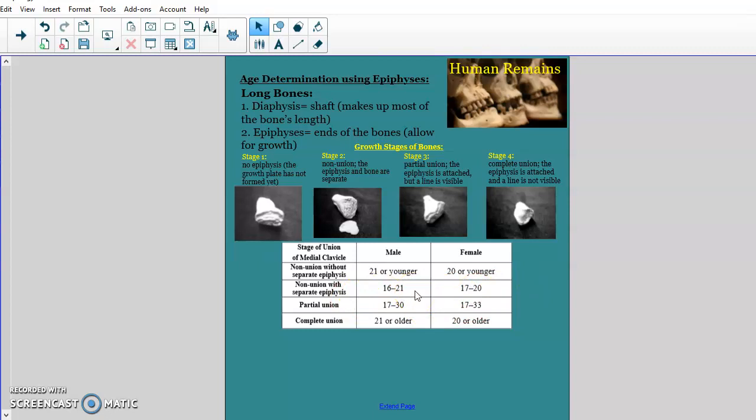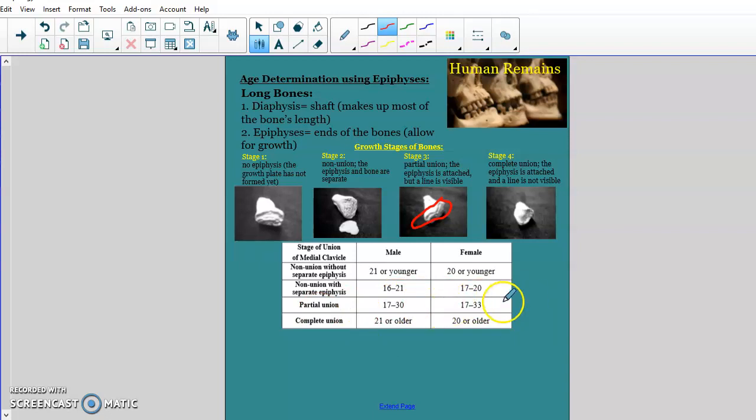So most of you guys in class would probably be in this stage where you have a growth plate and you have the bone, but they're not attached yet, so it's still possible for you to grow. Partial union is stage 3, and that's where the epiphyses has attached itself to the growth plate, but there's still a line, like you can see right here, where they attach, and that's between 17 and 30. Most of the time it's your 20-year-olds where we're looking at partial union here.